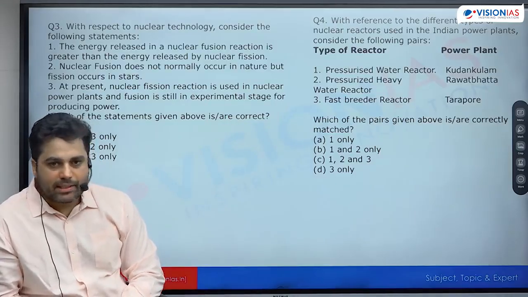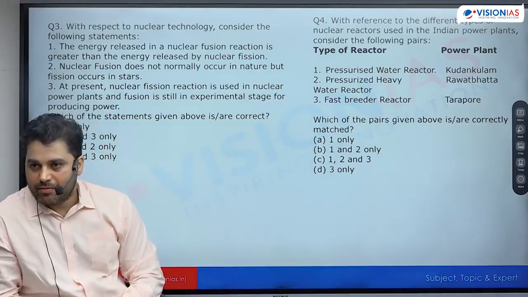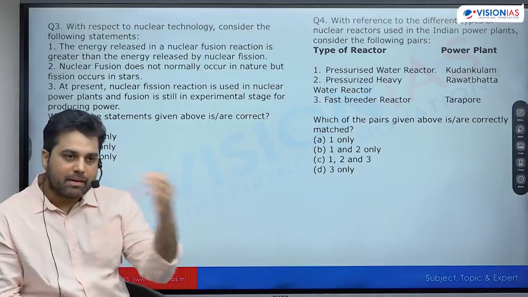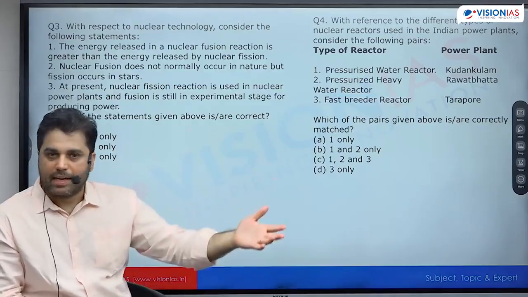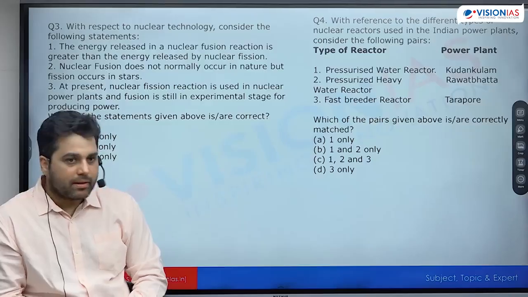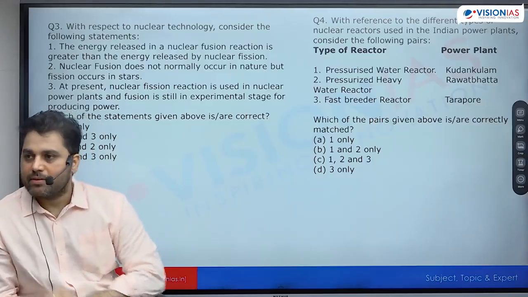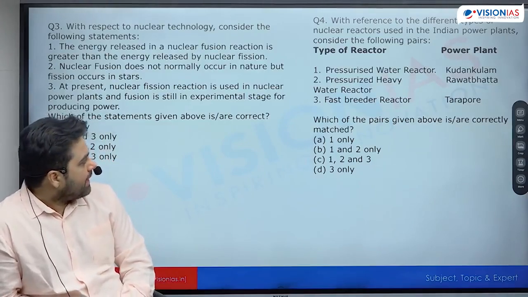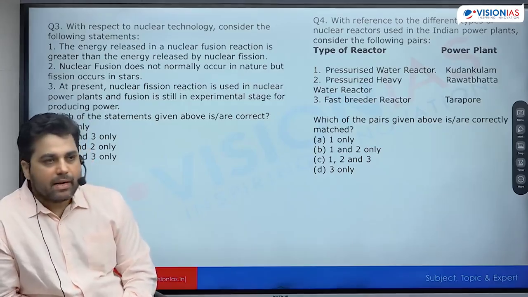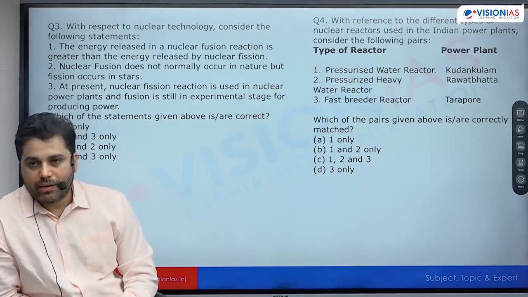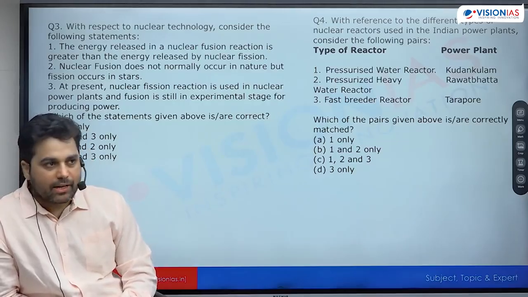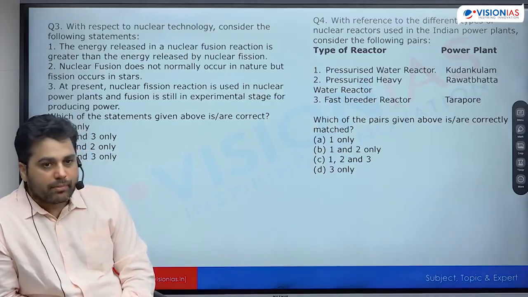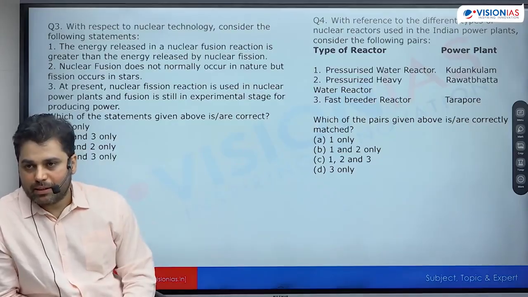Now I told you that in the 3-stage program, most of our reactors, the first stage reactor, should be a pressurized heavy water reactor. So a reactor being a pressurized heavy water reactor, there is a very, very high probability for that. But a reactor being a pressurized water reactor, there is a very low probability for that. So if I do not know this, then I would think that 2 should be true. If the same question had been 1 and 2 only, that would have been a more difficult question. Because I had to precisely know then that the pressurized water reactor is at Kudankulam, and second is also true. Here the answer is B, 1 and 2 only.